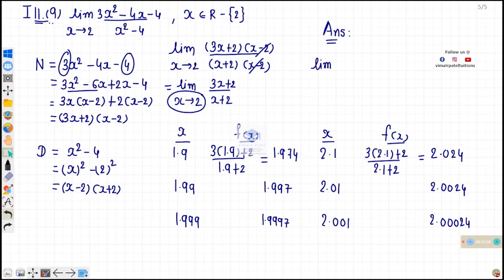limit x tends to 2 of 3x square minus 4x minus 4 upon x square minus 4 is equal to 2. Clear?